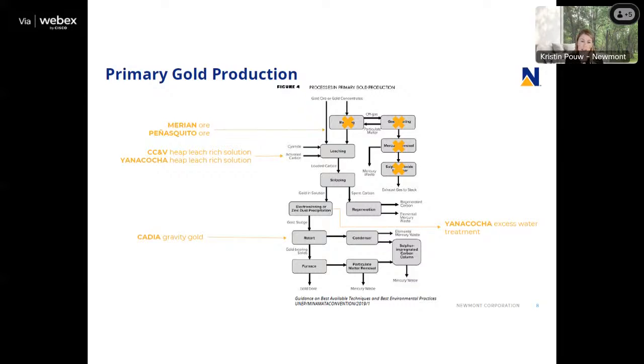That's the top left. Peñasquito and Yanacocha practice zinc dust precipitation, which is also referred to as the Merrill-Crowe process, and CC&V and Marion practice electrowinning. So the sites that practice leaching have controls for air releases during stripping of gold from carbon and also from carbon regeneration. And then all sites have controls for air releases at retorts and smelting furnaces. One more thing to point out, which is that at Yanacocha, we have a net positive water balance in the heap leaching circuit, which means there's excess water that needs to be treated prior to discharge. And that treatment is a control for the water releases. And that's shown on the right-hand side of the figure.